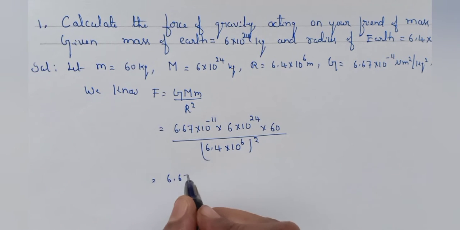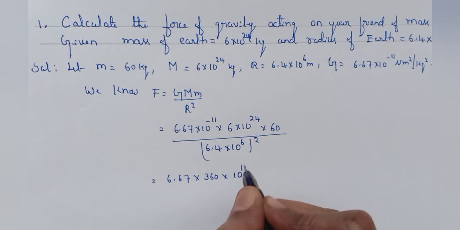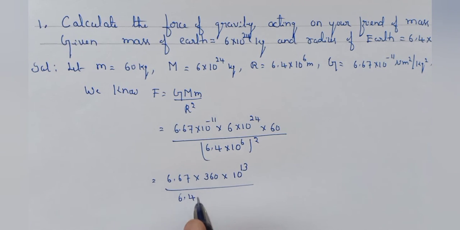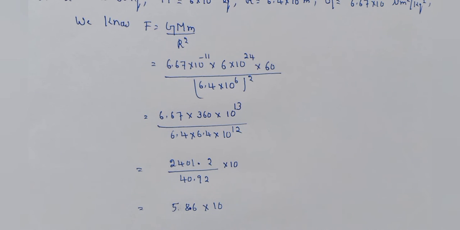Next, 6.67 into 6 into 60, that is 360, into 10 to the power of minus 11 into 10 to the power of 24, which is 10 to the power of 13, by 6.4 into 6.4 into 10 to the power of 12. Next, multiply 6.67 into 360, you will get 2401.2, by 6.4 into 6.4 which is 40.96. Now divide 2401.2 by 40.96, you will get 58.6 into 10.